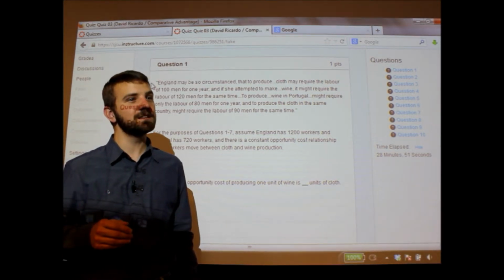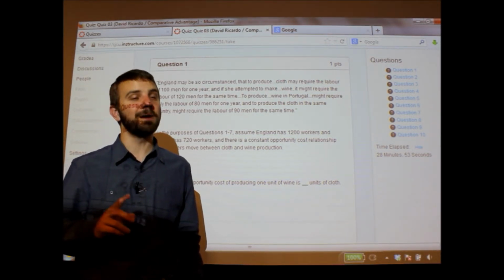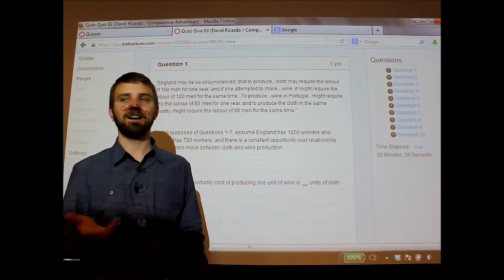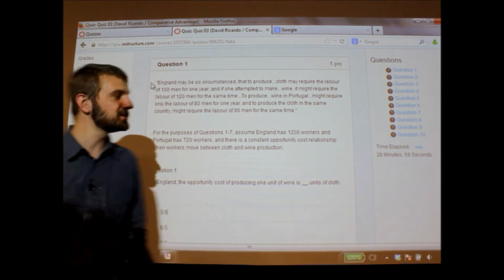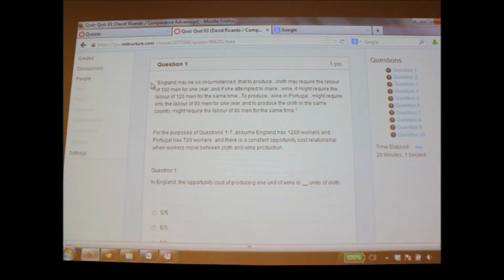But what we'll see is they do not have a comparative advantage in producing both. You can't have a comparative advantage in both things. Okay, so let's figure out who has a comparative advantage in what. Let's begin with question 1, and then I'll have you work on them in your groups, and then we'll go through the answers.